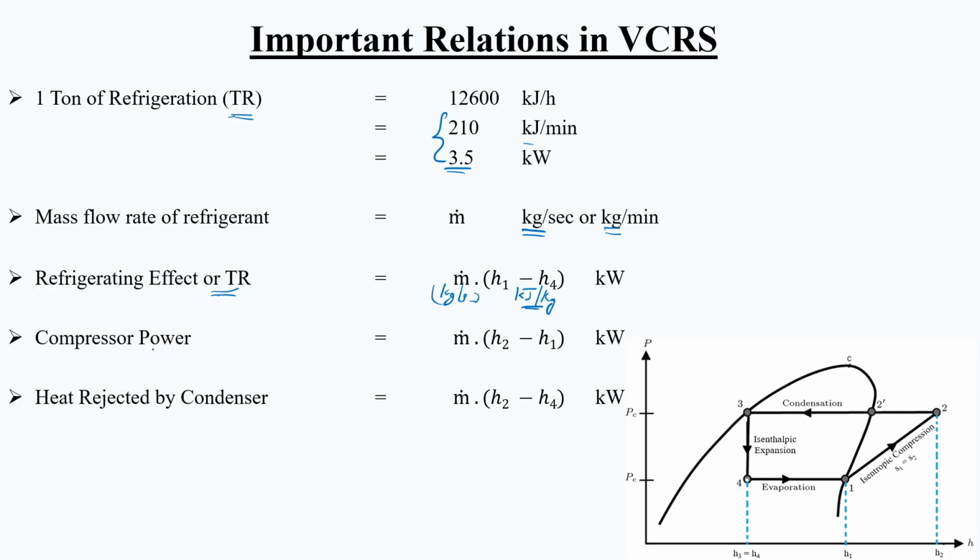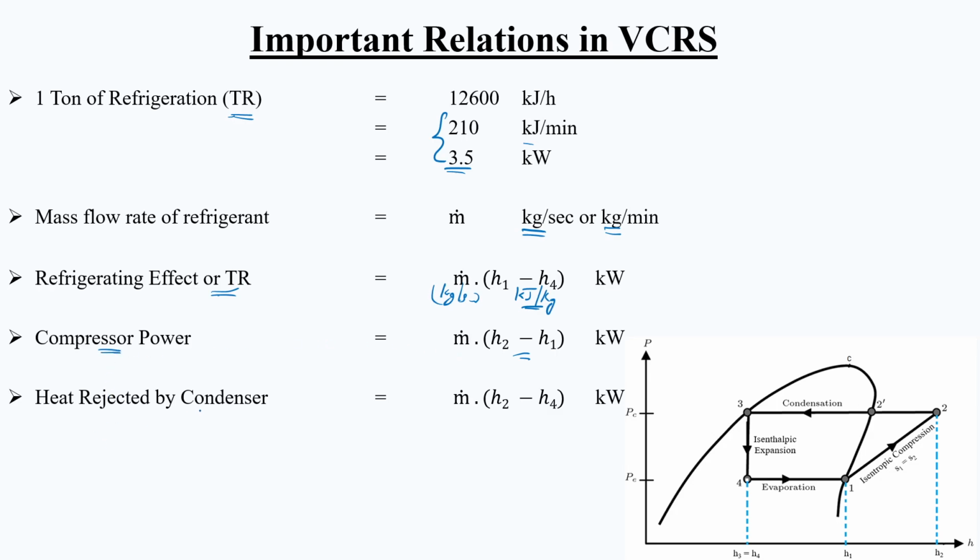Then the compressor power, or power given to the compressor. As we can see, this is an isentropic compression. The power given to the compressor will be given by mass flow in kilogram per second into enthalpy difference, that is H2 minus H1, the states which are associated with the compressor or compression.